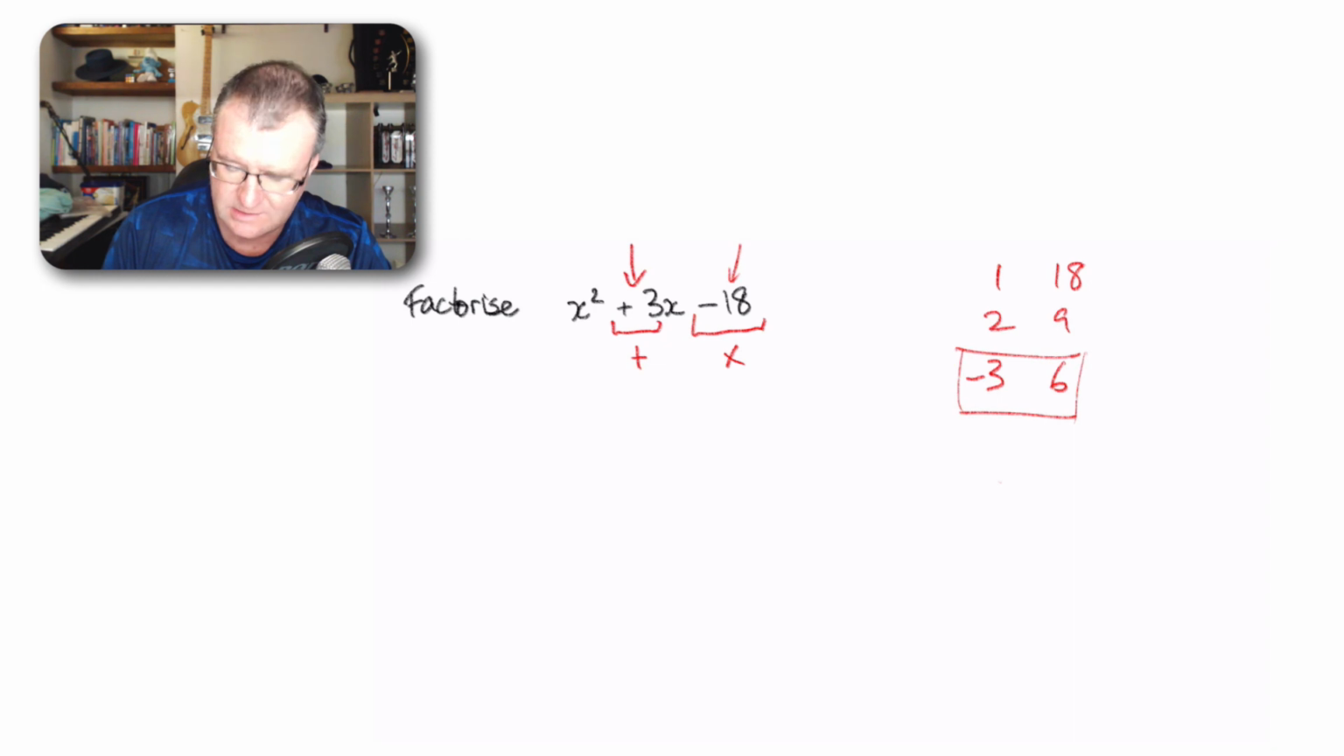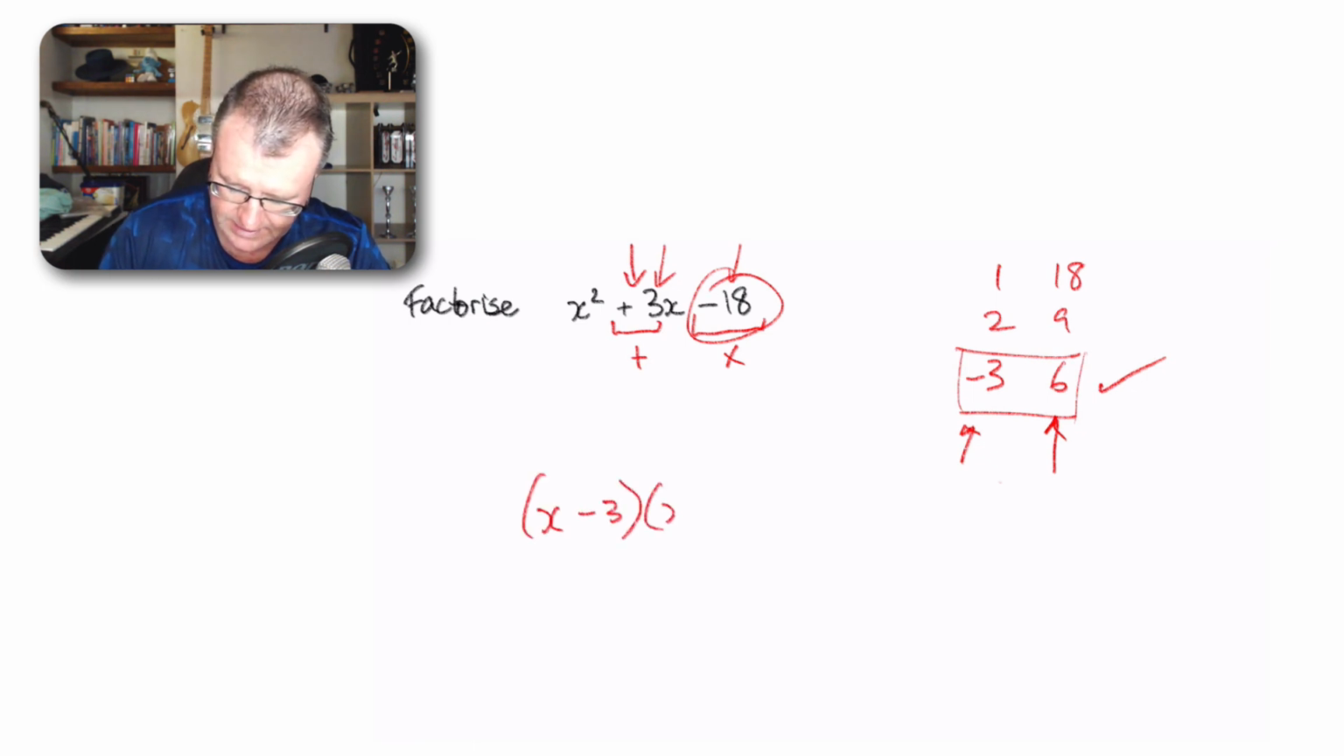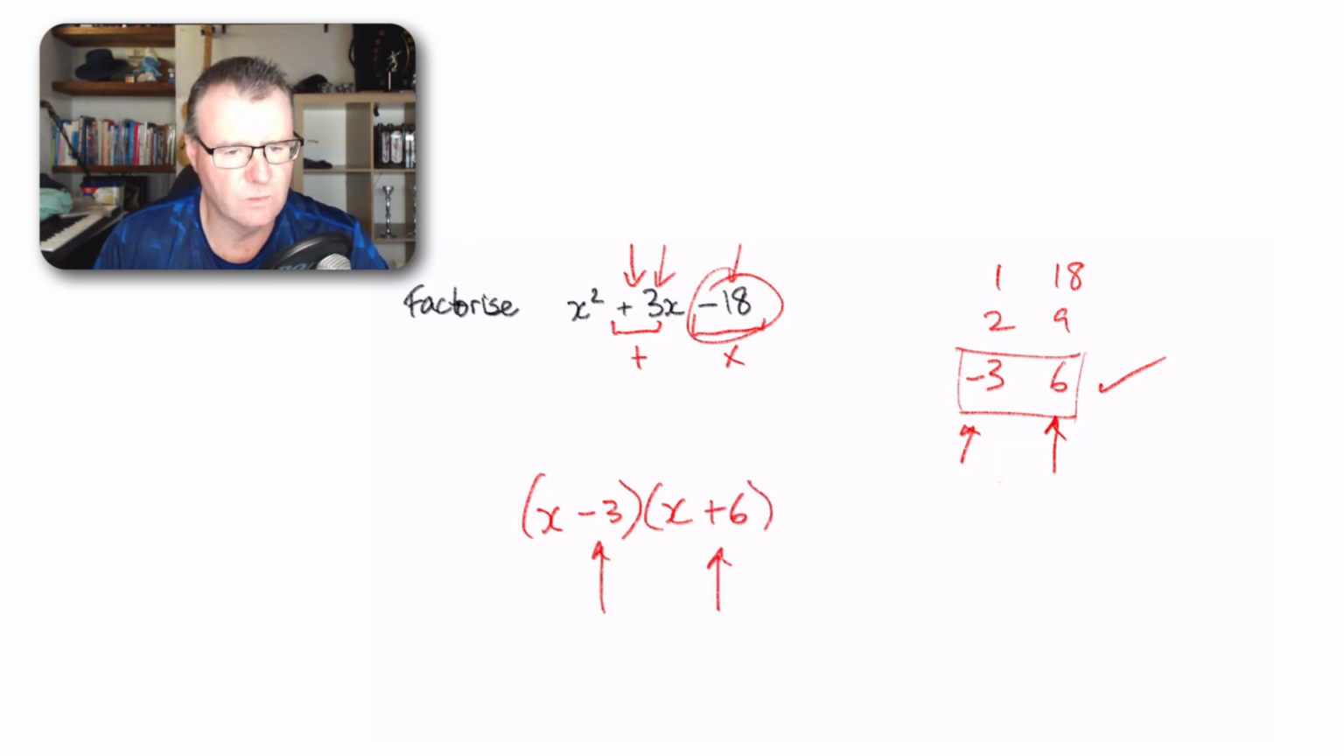So in other words, 6 take away 3 gives me my positive 3. And negative 3 times 6 gives me my negative 18. So this is the combination that I'm after. Two numbers that multiply together to give me negative 18, but add to give me plus 3. And I simply write them out in this form. I add them to brackets. So there's my negative 3, there's my plus 6, factorized with the x's.